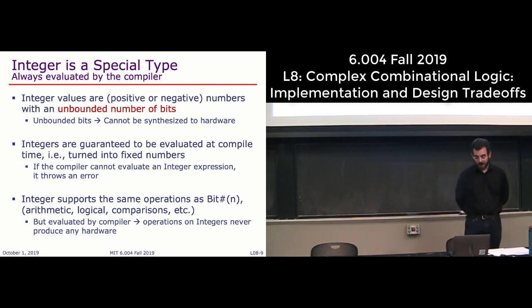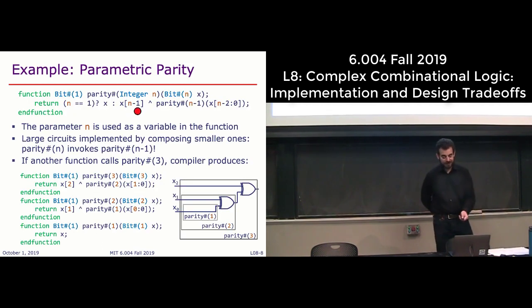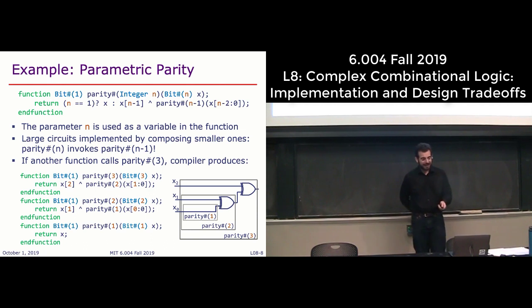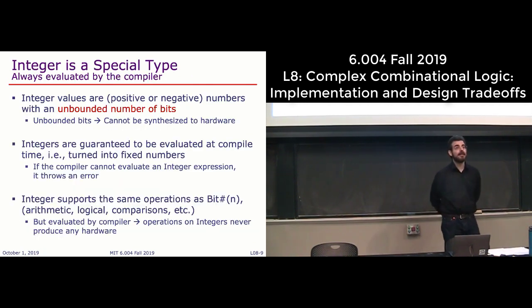So when you type things like n minus 1, note how there's no subtractor circuit, right? The compiler is taking this n minus 1 and then elaborating it or substituting it into a particular value. All those operations happen at compile time. And this is a very important thing to keep in mind.